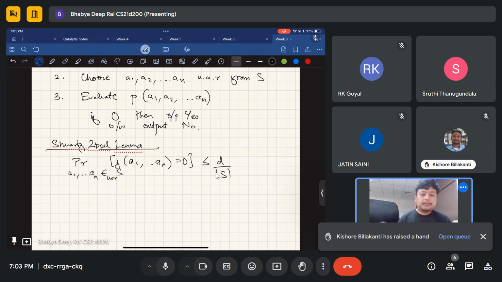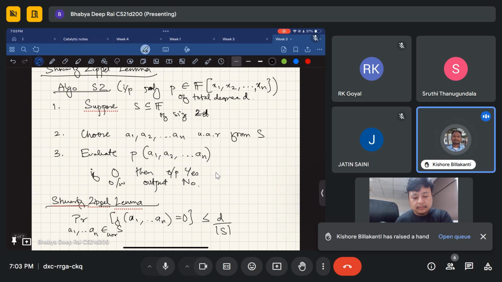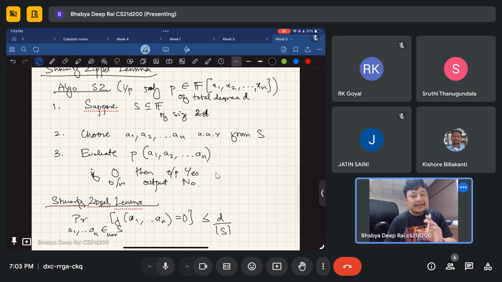Yeah, Kishore. Yes, just before the step, right? So when we are trying to choose the set, I mean random, like what subset S of the field of size 2D we said. That part is not random.